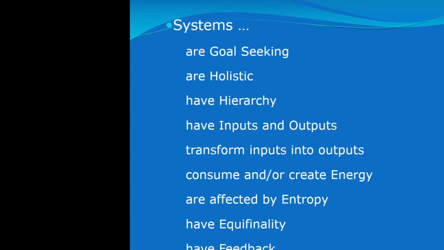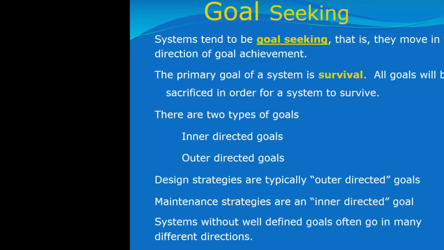Let's talk about systems. So systems are goal-seeking, they are holistic, have hierarchy, have inputs and outputs, transform inputs into outputs, consume or create energy, are affected by entropy, have equifinality, and have feedback. Let's talk about each of these features.